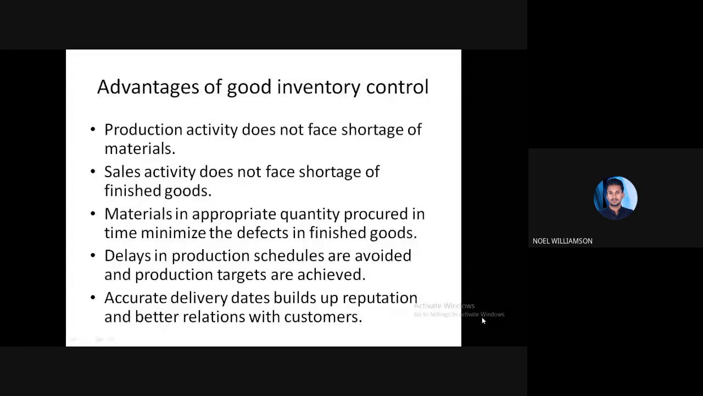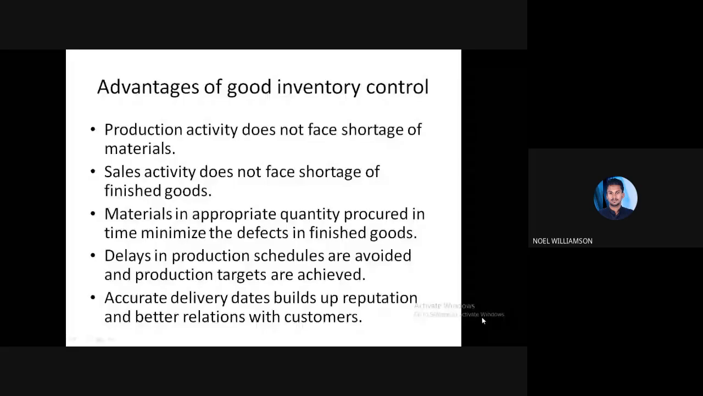So suppose the customer needs some products, like 3,000 amount of product A, and if it is not available at the right time when he needs it, then he may not order the next time, or he will place the order with another company. So there the relation will go.